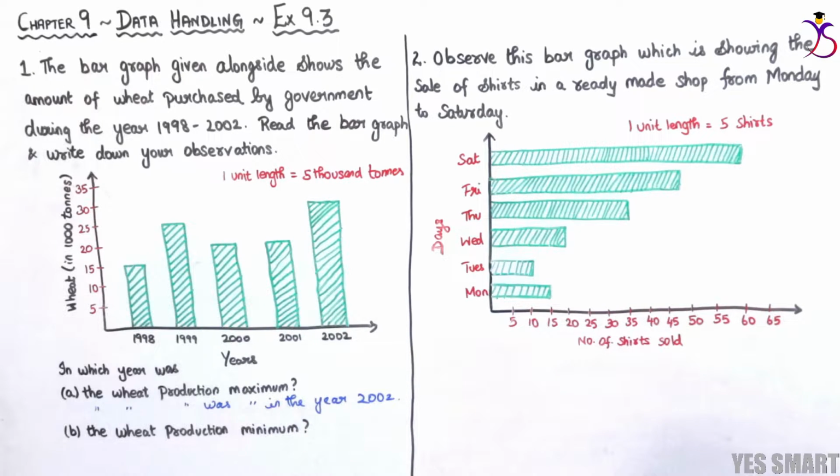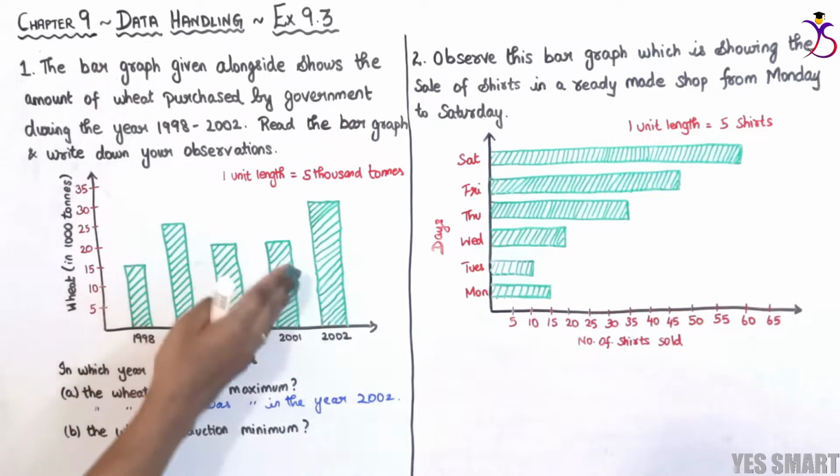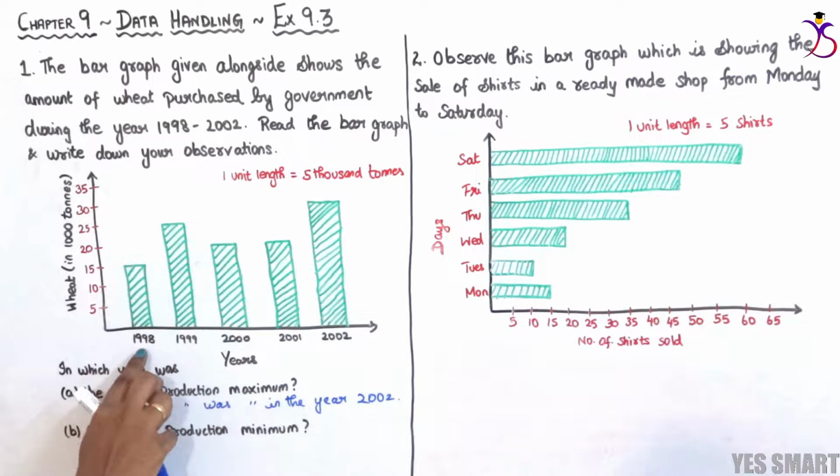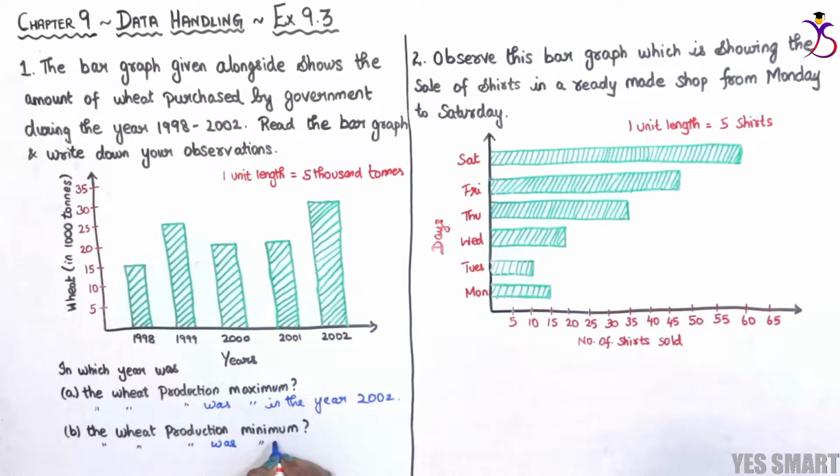B sum, when was the wheat production minimum? On observing the graph, the height of the bar is short in the year 1998. Only 15,000 tons were produced in the year 1998. However, in 1999 and the other years, the production of wheat is comparatively higher. So the wheat production was minimum in the year 1998.